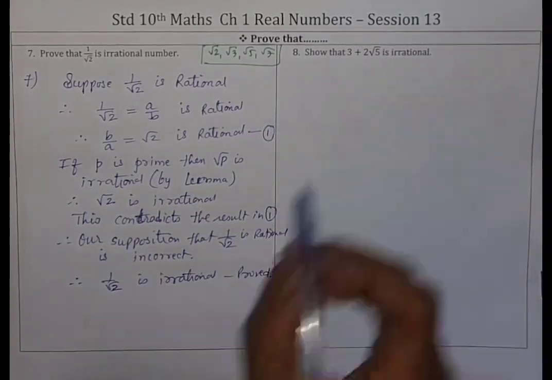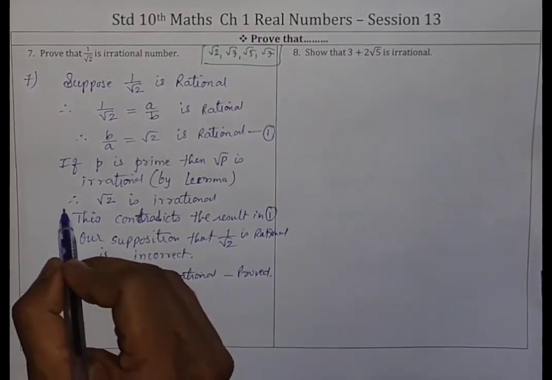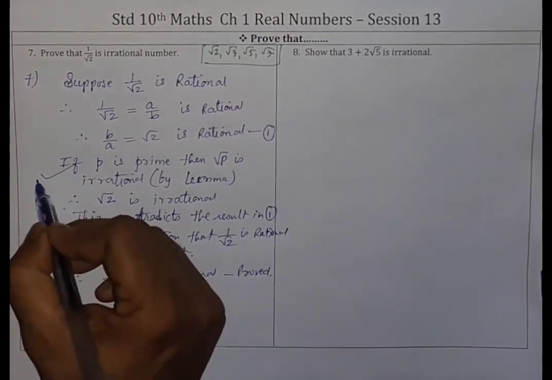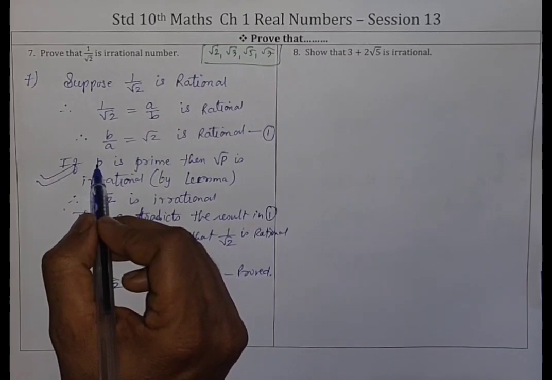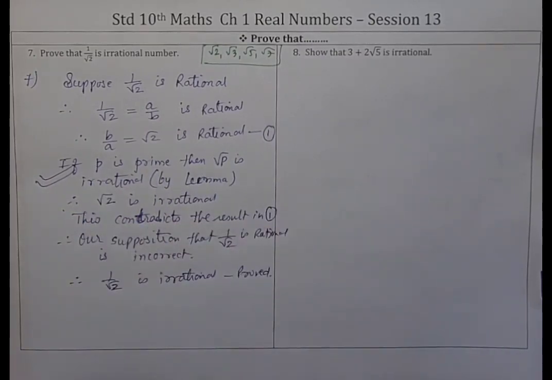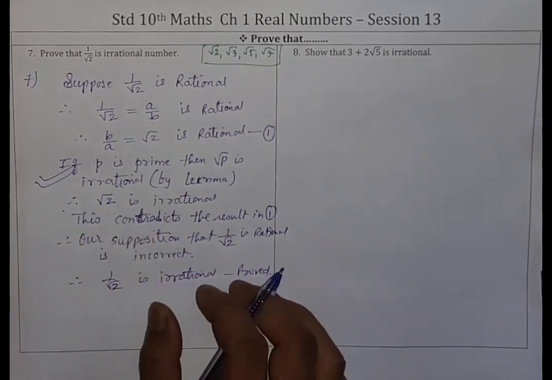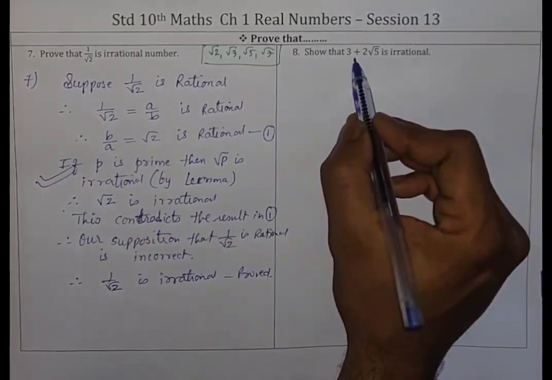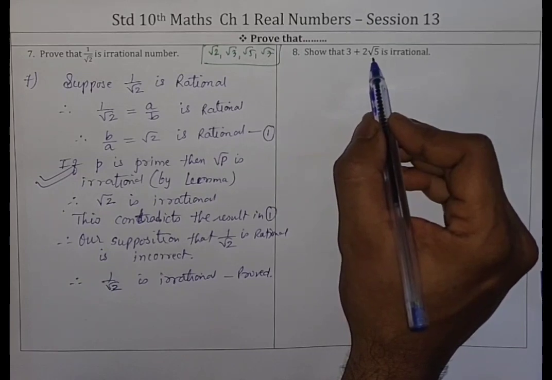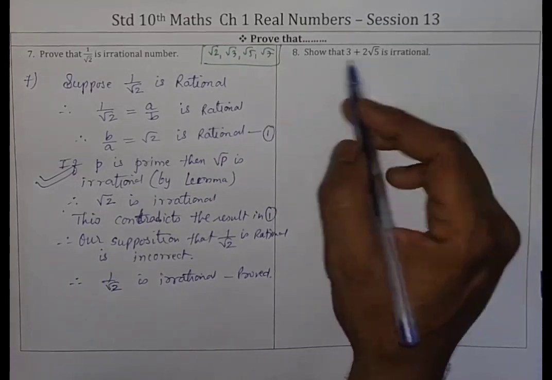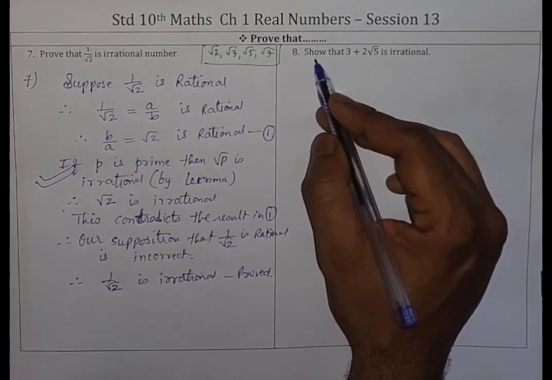Next one. We use this lemma. Ye lemma barabar use karte hum log. P is a prime number, then root P is always irrational. That is the statement of lemma. We proved it, children, earlier. Next, 3 plus 2 root 5 is irrational. That is what we have to show.